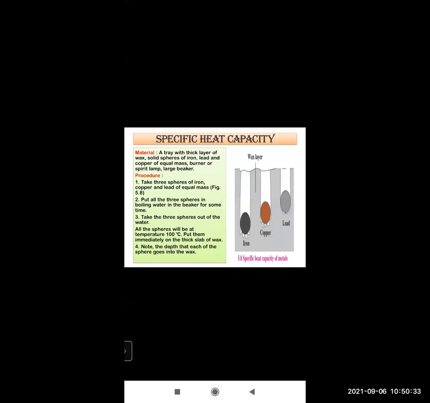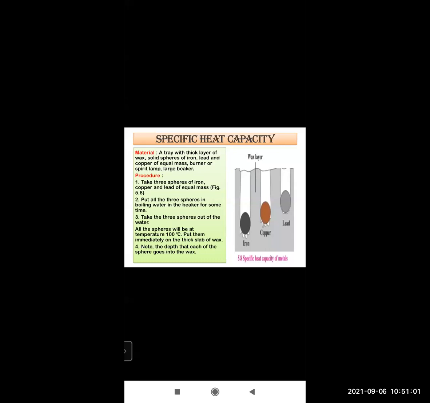Now what is the procedure? First we'll go through the procedure, then we'll see how it works. Take three spheres of iron, copper, and lead of equal masses, or equal weight. Put all the three spheres in boiling water in the beaker for some time. We are going to boil some water and put all of them in it.